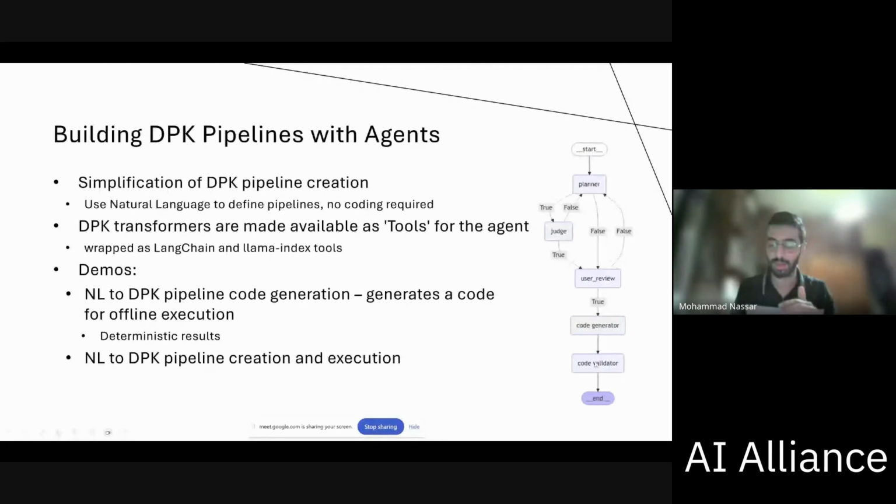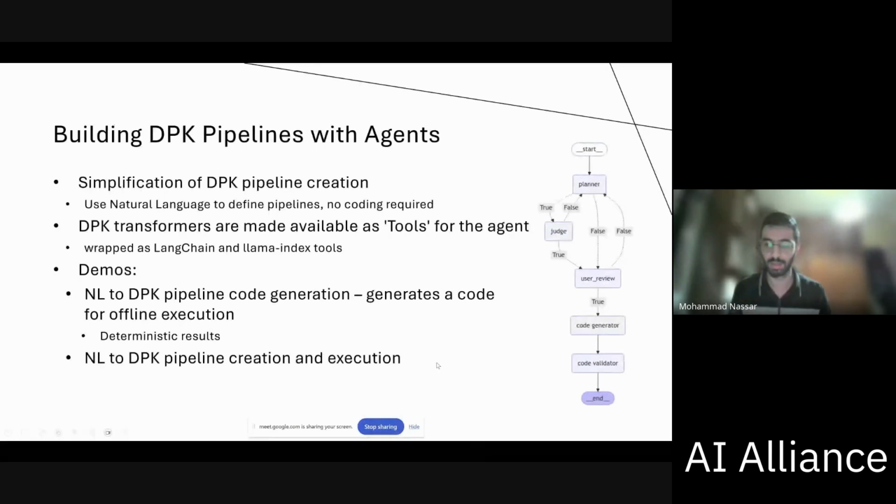After that, we have a code validator. We run the output, the generated code. We run it in an isolated environment because we don't want to harm the user environment, because it's auto-generated code. So we run it using Docker in an isolated environment, and we finish with the output.